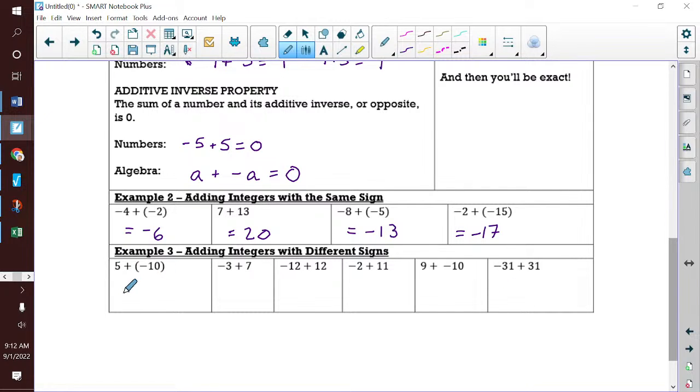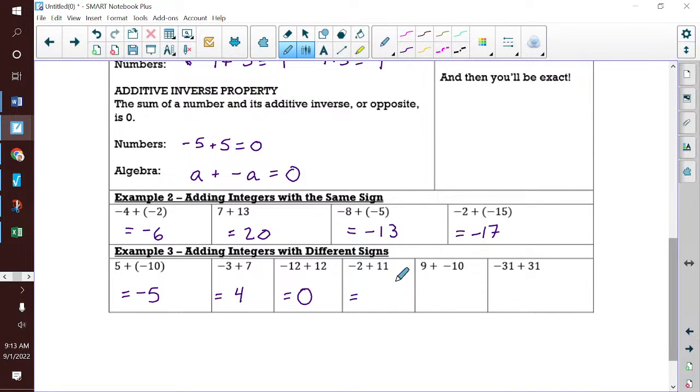These two signs are different, so we will subtract. 10 minus 5 is 5. Because 10 is bigger, this answer will be negative. Negative 3 plus 7 has different signs, so we go 7 minus 3, which is 4. And because 7 is bigger, the answer is positive. Negative 12 plus 12, because they're opposites, different signs, we subtract. 12 minus 12 is 0. Please notice that these are opposites.